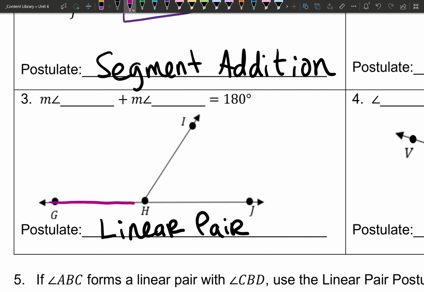Well, let's see what two angles combined give us 180 degrees. On the left side, I have this angle. Let's call it angle GHI. If you called it IHG, you would have also been correct. On the right side, I have angle IHJ. When I add them, we get 180.